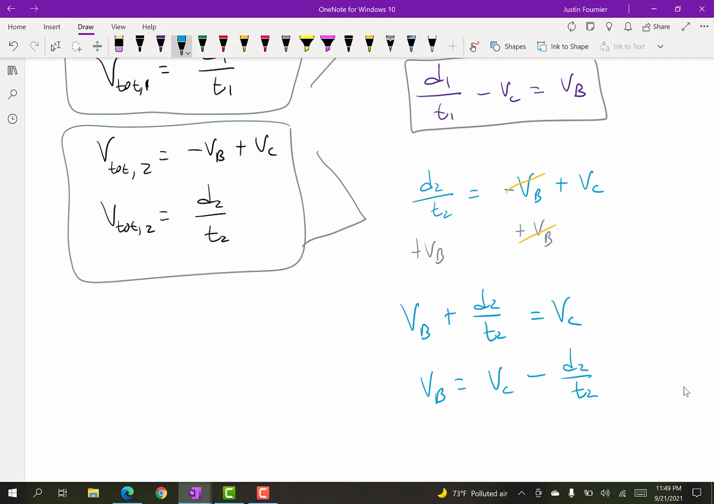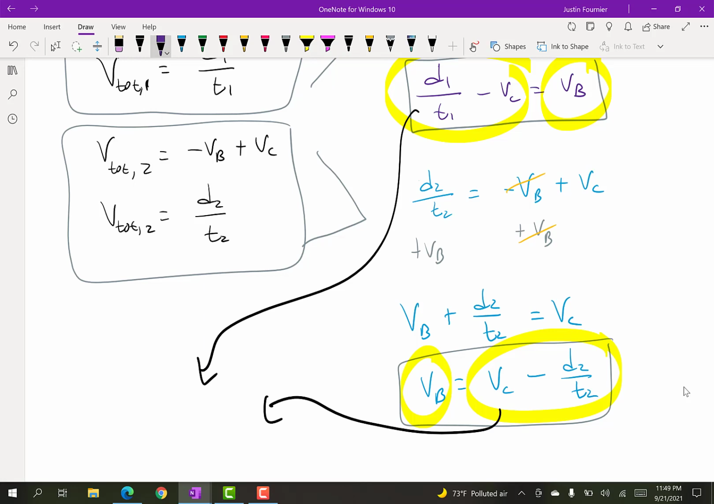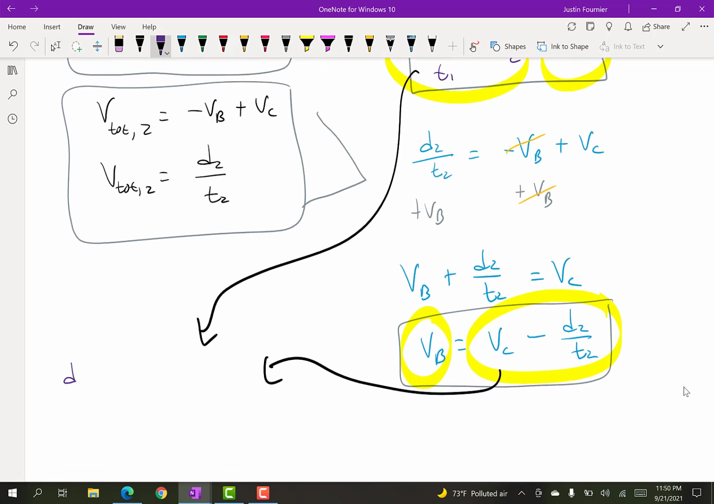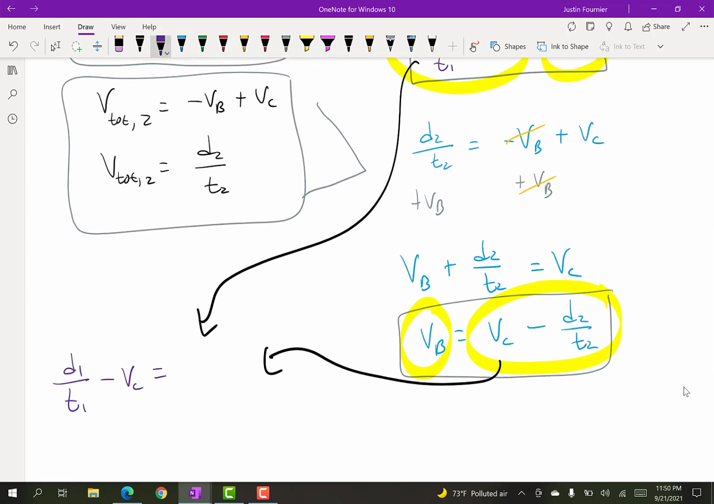All right. So now both these things are equal to VB. So if this is equal to VB and this is equal to VB, then I can set these two things equal to each other, and that's what I'm going to do next. So I'm going to go over here and over here. Those two things are going to be equal to each other. So we got D1 over T1 minus VC is equal to VC minus D2 over T2.